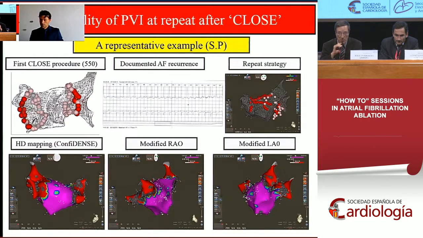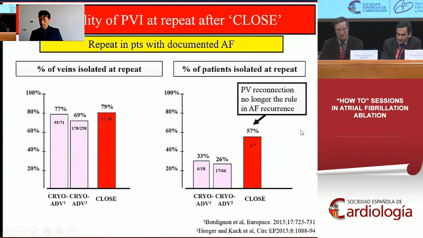This is an example. Patient was ablated via the close protocol. Patient has AF recurrence. Patient is brought back to the cath lab. As you can see, veins are isolated, no left atrial scar. So then you are challenged with a difficult procedure. We induce the AFib and repeat the procedure.